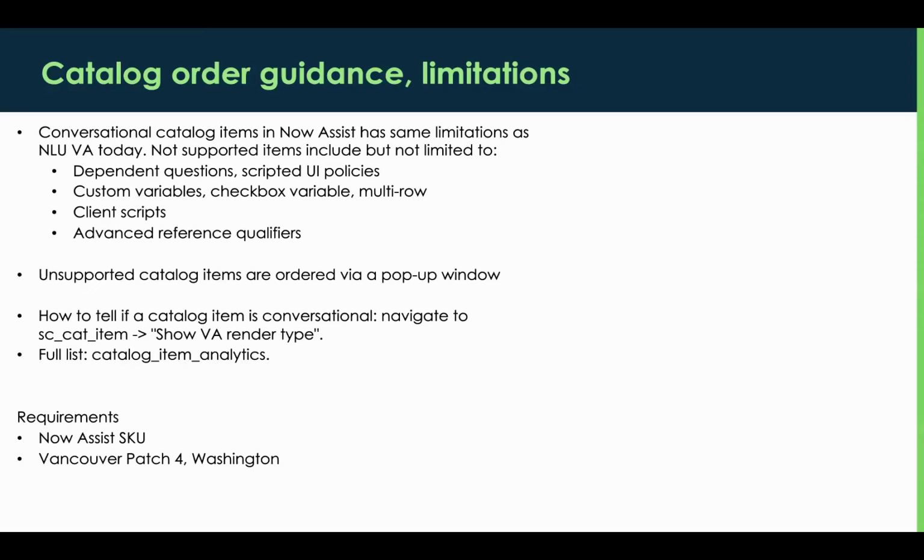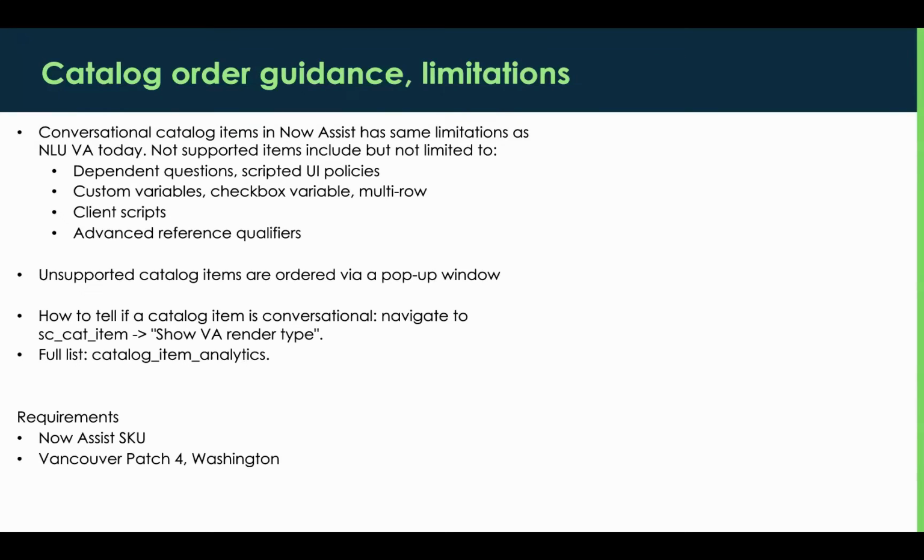Well, with each catalog item, we actually tell you the render type. So if you navigate to the iPhone catalog item, for example, you can just click on a related link, show render type, and it'll tell you, okay, this is pop-up or conversational. If you want the full list of catalogs, and whether or not they're conversational, there's a table. It's right there, catalog_item_analytics. Okay, and I'll show that to you in the exercise.